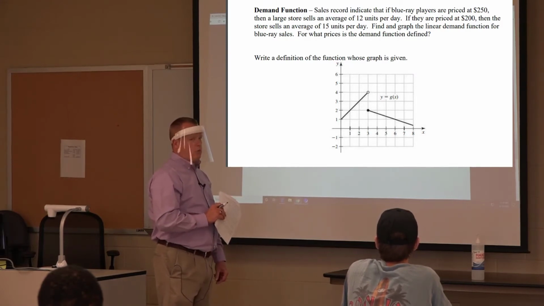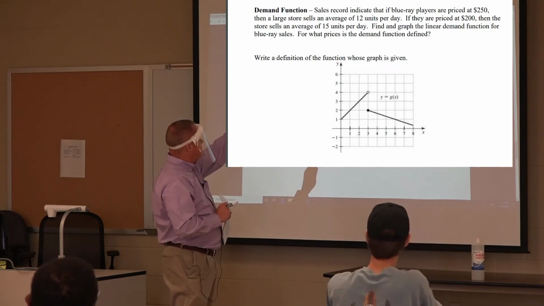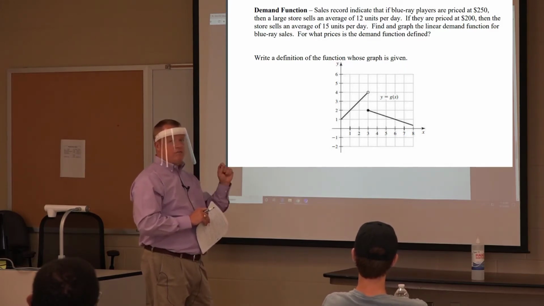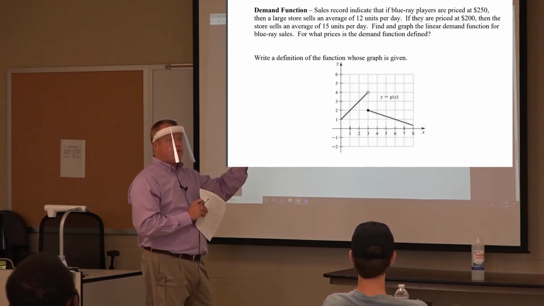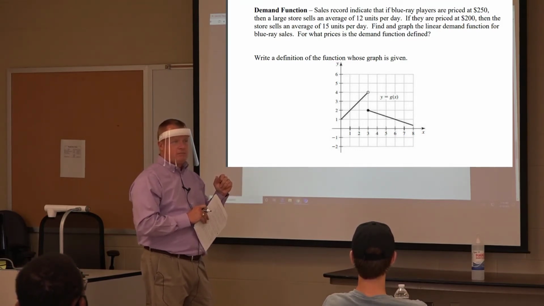So for a demand function, I need to know what x and what y is. Would I need to have the price be x and the units per day be y, or the units per day be x and the price y, for a demand function? What does demand refer to? Does it refer to the price or how many units you sell? How many units you sell, right? So for the demand function, the y needs to be how many units you sell. Does that make sense? Okay.